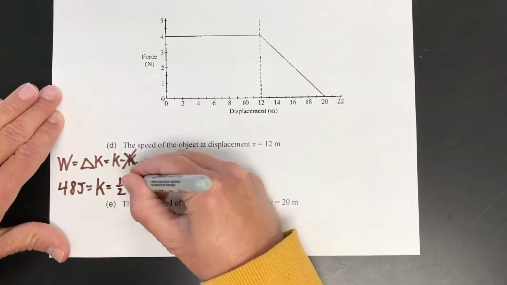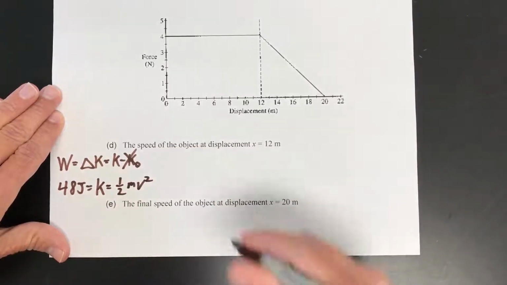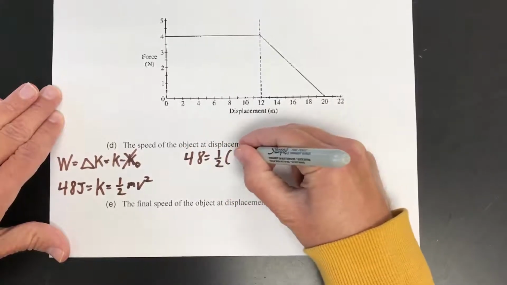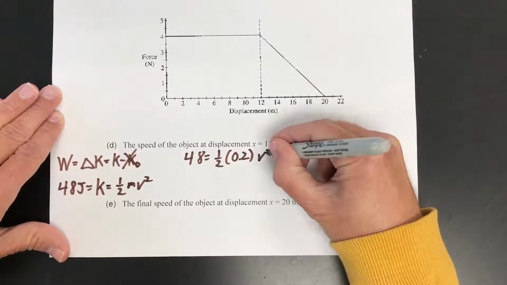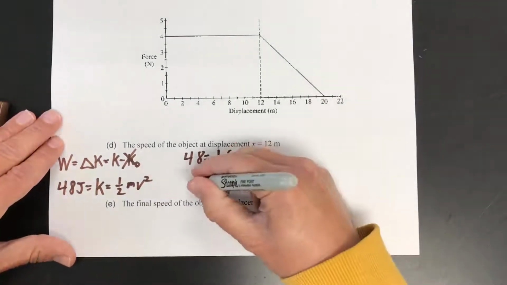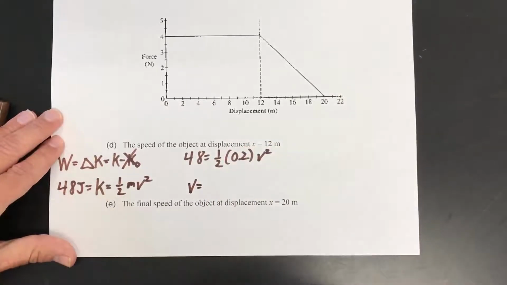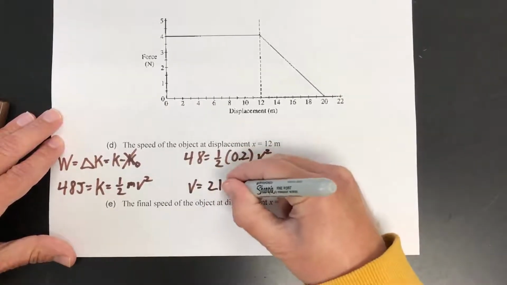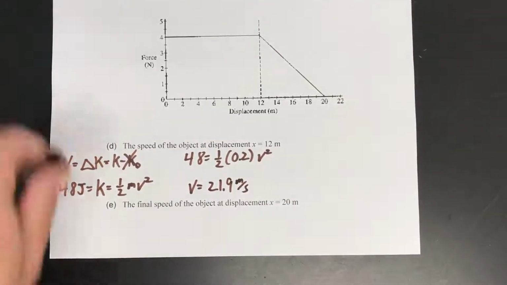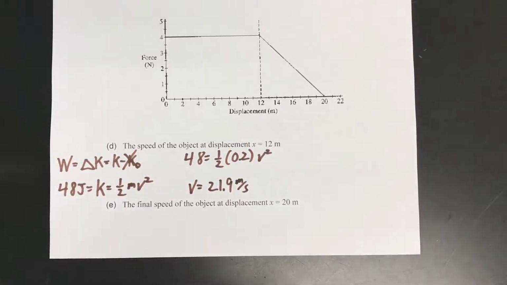And we can set that equal to 1/2 mv squared. So 48 is equal to 1/2. The mass is 0.2, and we'll solve for the velocity squared there. So when you work that out, you will get that the velocity is roughly equal to 21.9 meters per second.